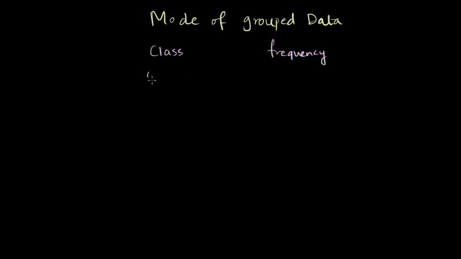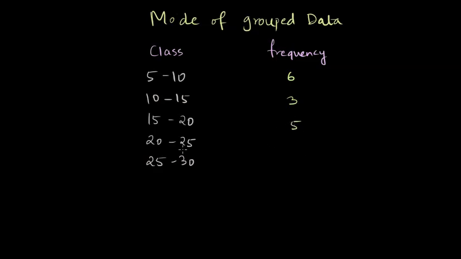Let's say we have classes from 5 to 10, then 10 to 15, 15 to 20, 20 to 25, 25 to 30, etc. Now each of these classes will have some frequency. Let's say the 5 to 10 class has 6 observations, 10 to 15 has 3, then 15 to 20 has 5 observations, 20 to 25 has 7 observations, and 25 to 30 has 1 observation. Let me just arrange them properly. So this has 5, then 7 and 1.